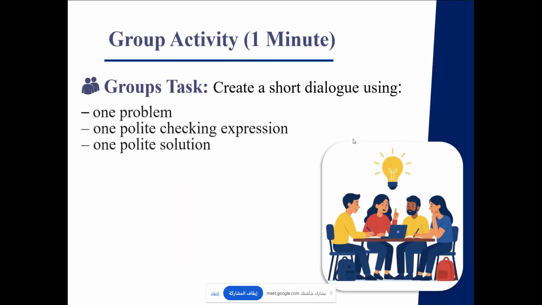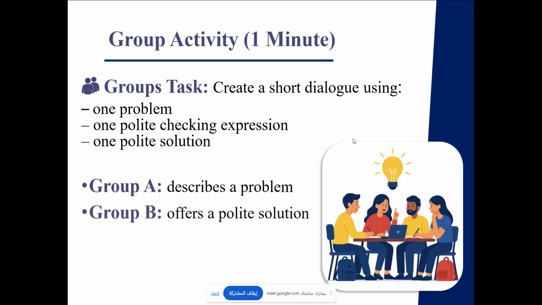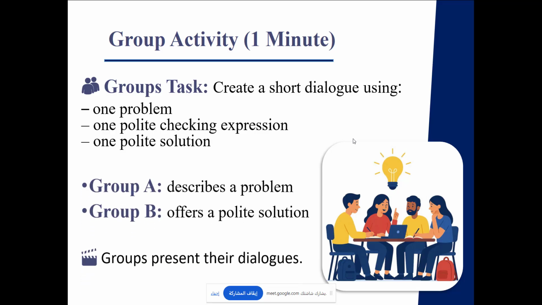Now it's time to create your own dialogue. As a group, you must include one problem, one polite checking expression, and one polite solution. Group A will describe the problem. Group B will give the polite solution. You have 1 minute to prepare. Then each group will present their dialogue in front of the class.